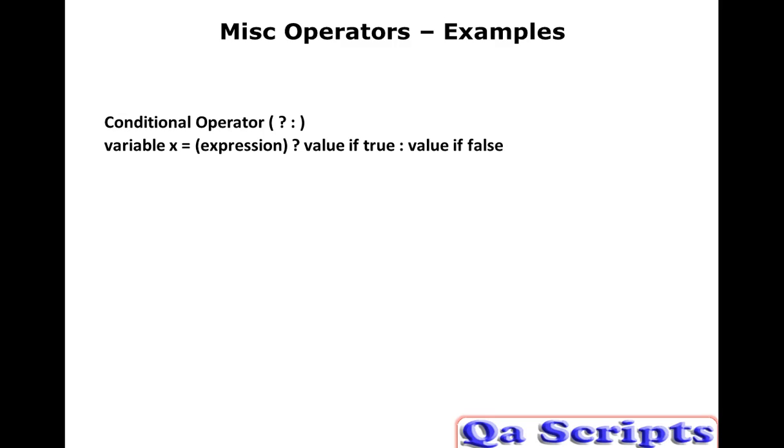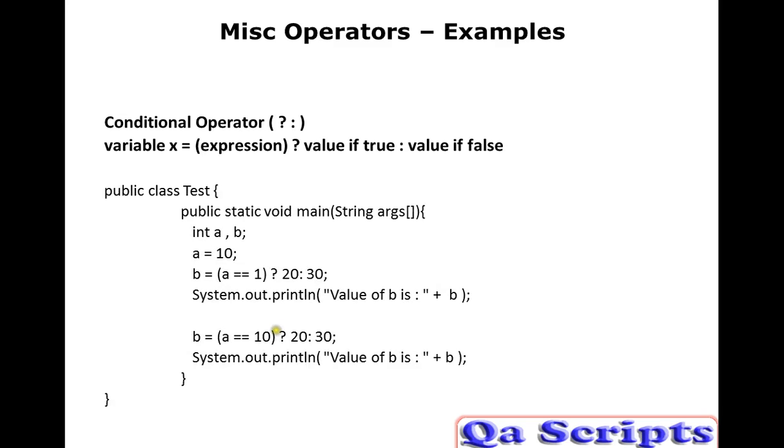So based upon the expression, if the expression is true, then the value present at the left side of the colon will be displayed. If the expression is false, then the value present at the right side of the colon will be executed. Let us see using one simple example. Here is the code. Let me put the same code into Eclipse and let us see.